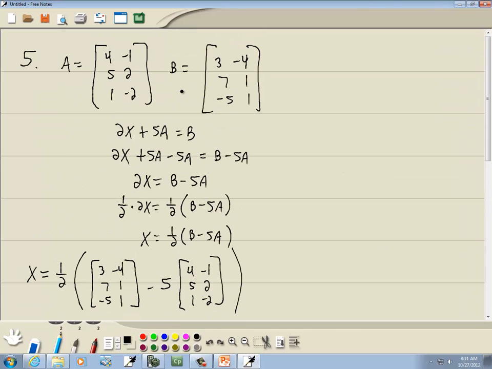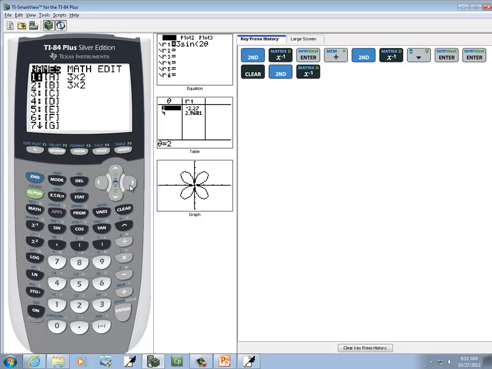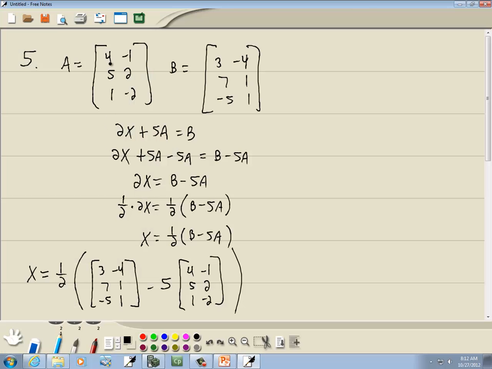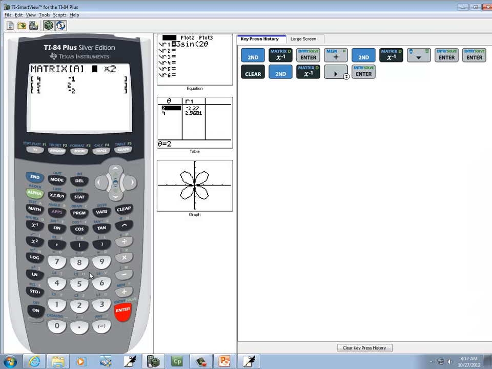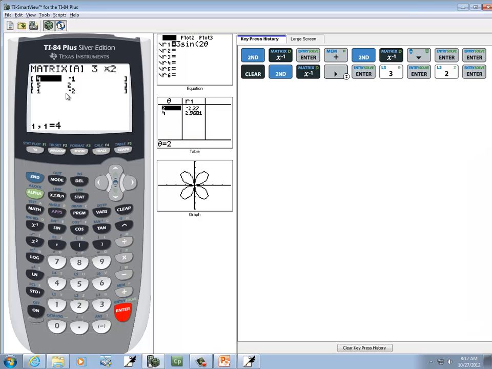So let's come up here and input these in our calculator and see what we get. So A, I'll do second x to negative 1, right arrow over to edit, enter on A. Size this matrix, rows by columns, 3 by 2. Are those the same numbers I had from last time? 4, negative 1, 5, 2, 1, negative 2. It looks like it, doesn't it?